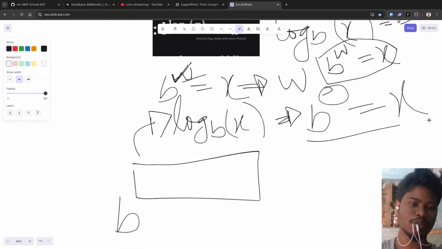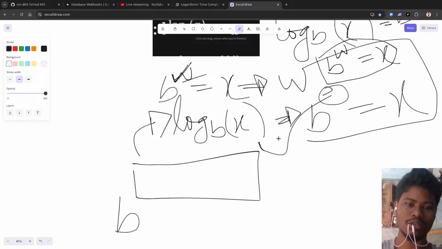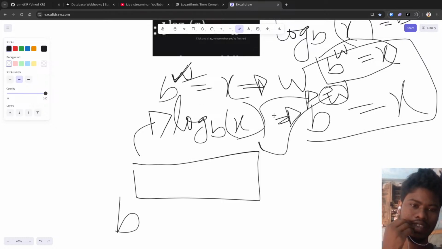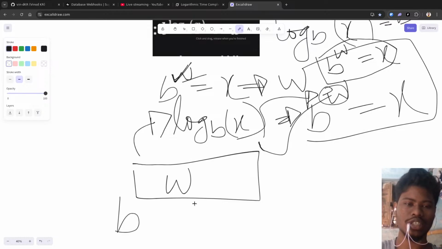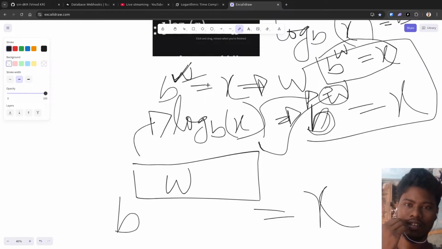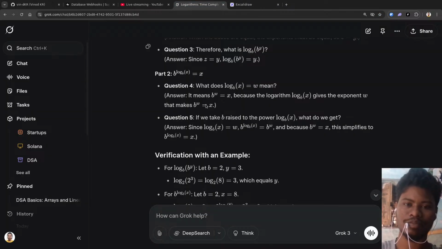So basically this thing would be the answer, that means w. The log of this would be the w answer. So it evaluates to w, and then we know that b raised to the power w is x. That's why we are getting this x.